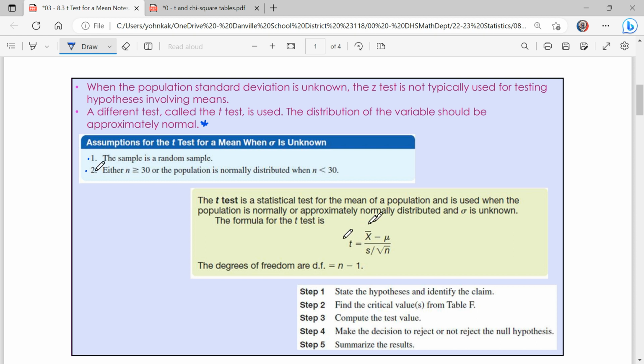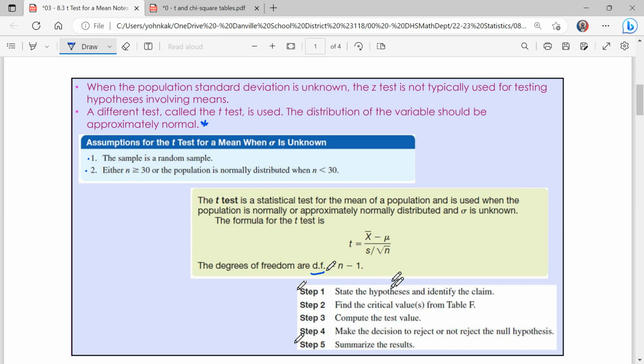There is a test statistic for the hypothesis test for mean. You are going to do x bar minus mu over s over root n. So you're going to take your sample mean, subtract your population mean, divide by your sample standard deviation over the square root of the sample size. Notice that your degrees of freedom is n minus 1. So when you're looking up on your t-table, you're going to want to make sure that you subtract 1.